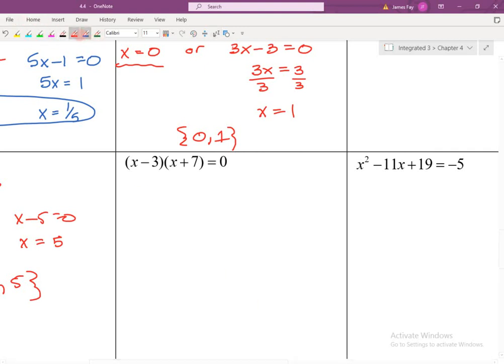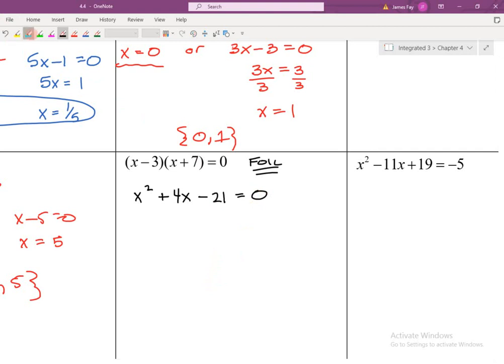Don't start this one yet. Let me write this down real quick. If we FOIL this thing, do we get x times x, which is x squared? Outside times outside is 7x, right? Inside times inside is negative 3x. So 7x plus negative 3x gives me 4x, right? And then last times last gives me negative 21.